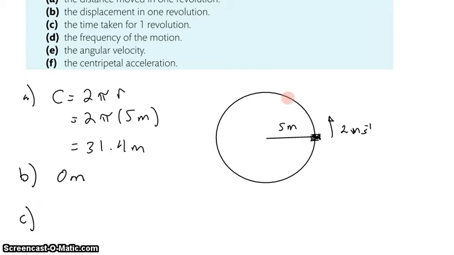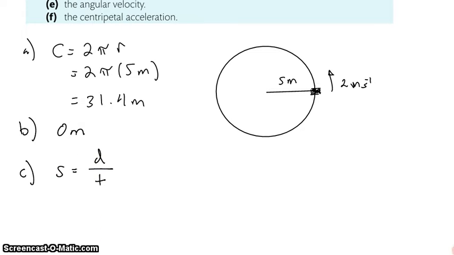Part C asks us for the time taken for one revolution. So we need to know how long is it going to take to go all the way around this circle. We're going to work with speed is distance traveled divided by time taken, and it's this time taken we want to solve for. Because we know the speed, it's 2 meters per second, and we know how far we go, 31.4 meters. So we'll rearrange to solve for t. Multiply across by t, and then divide by s, and we get that the time taken is the distance traveled divided by the speed of the body.